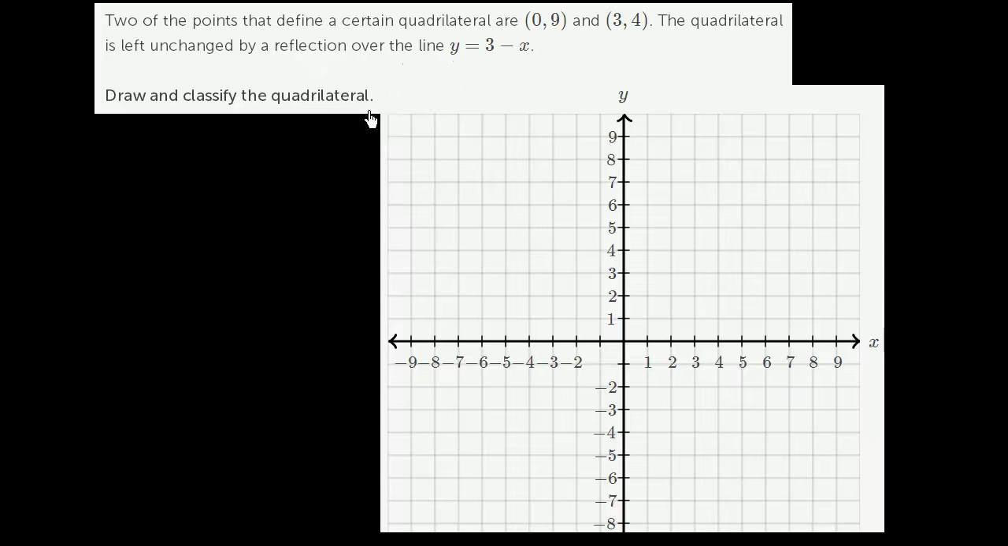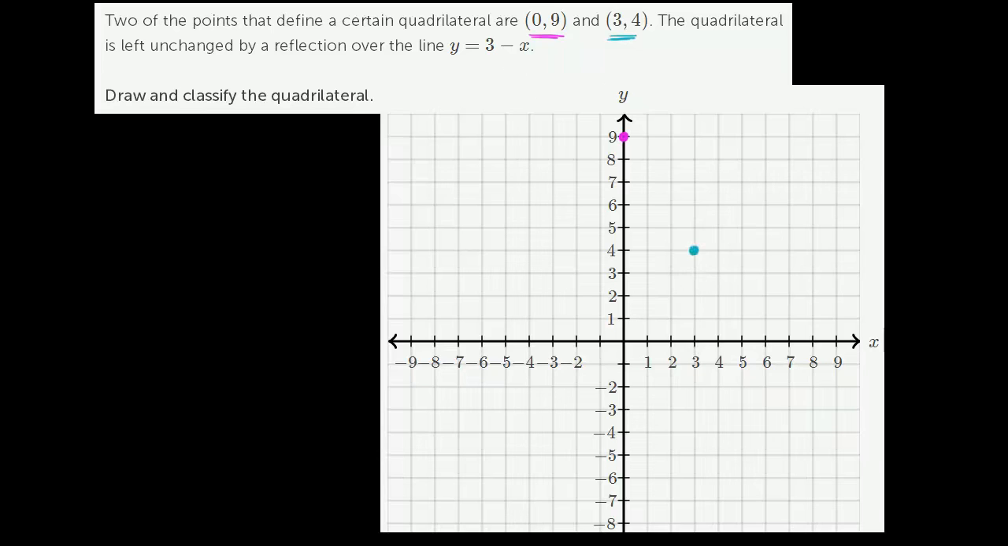Now I encourage you to pause this video and try to draw and classify it on your own before I explain it. So let's at least plot the information they give us. The point (0, 9) is one of the vertices of the quadrilateral, that point right over there. And another one of the vertices is (3, 4), that right over there.